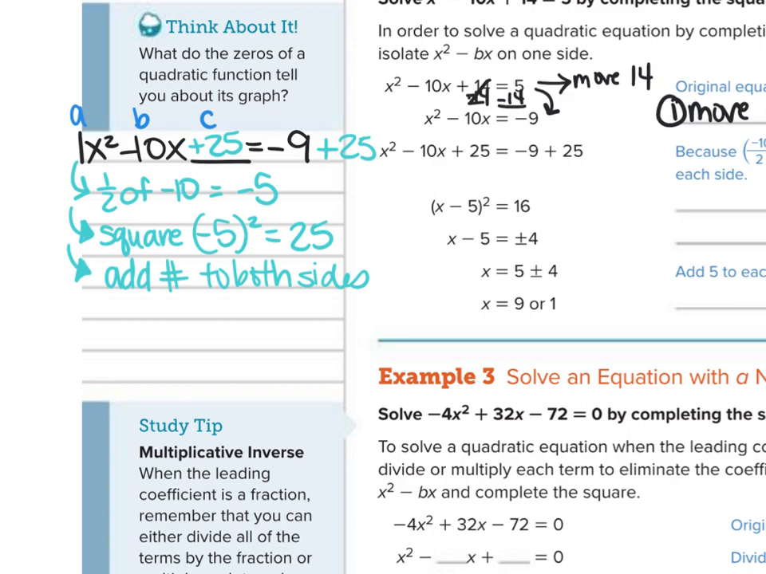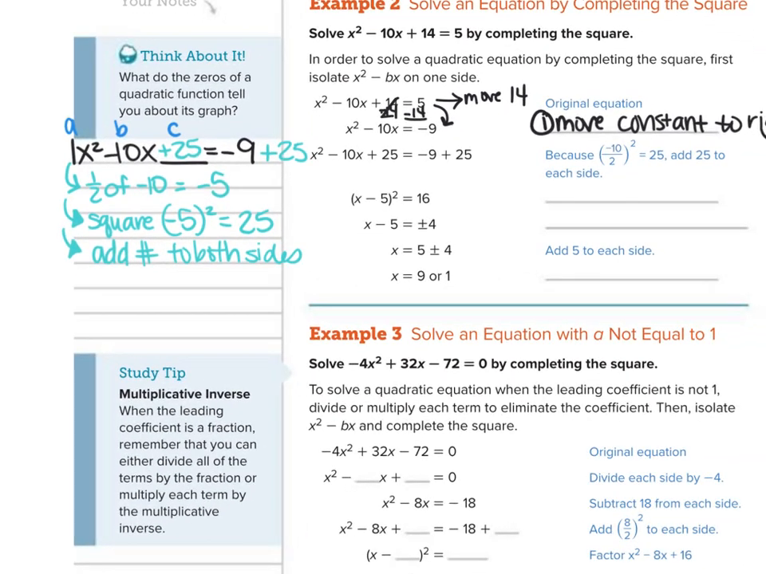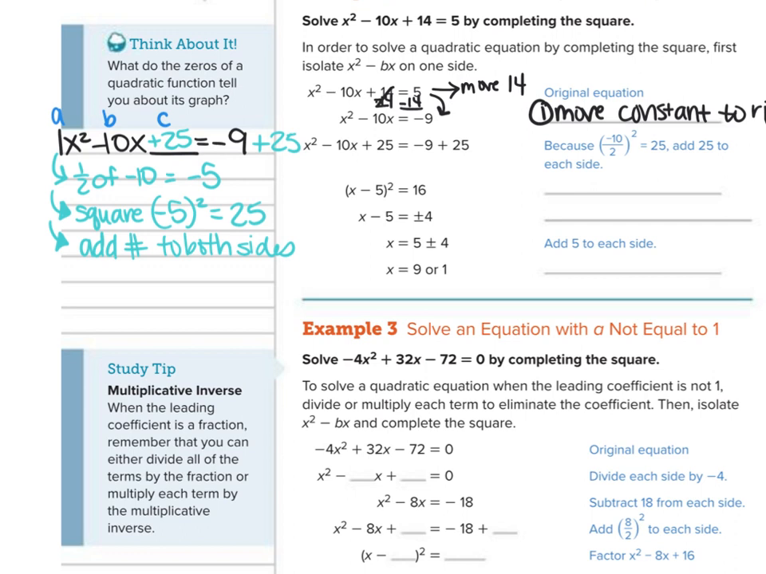Okay. So once you have that, then we solve like we did before, but the factoring part is going to be much easier because we already found the number. So we move all that, we factor.